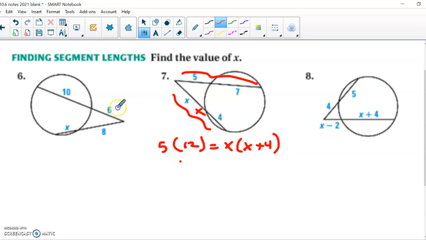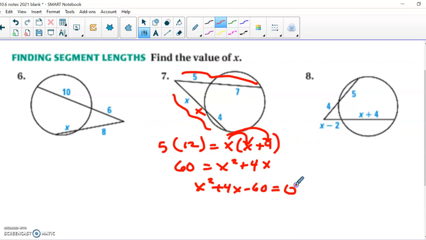So we get 60 equals, we're going to distribute this x. I'm going to bring this 60 to the other side, subtract it from both sides. You can see what we have here. We have a quadratic. We have an exponent of 2. We're going to factor that.